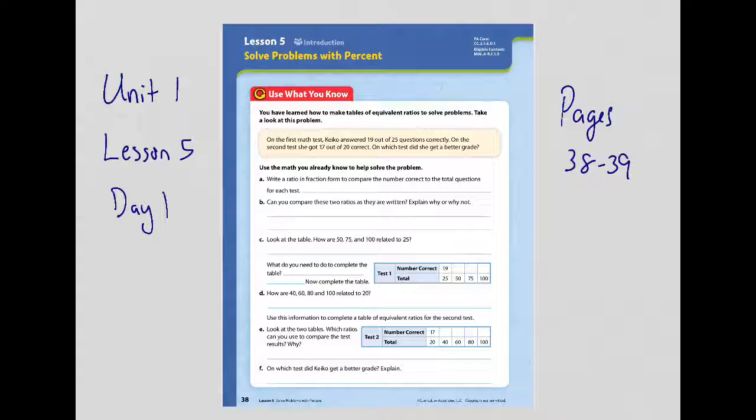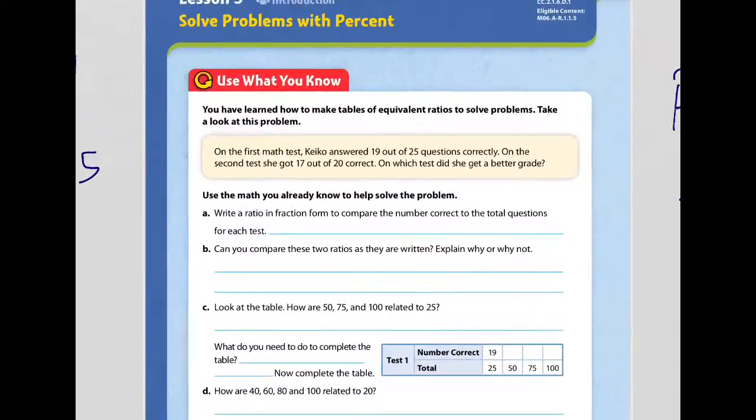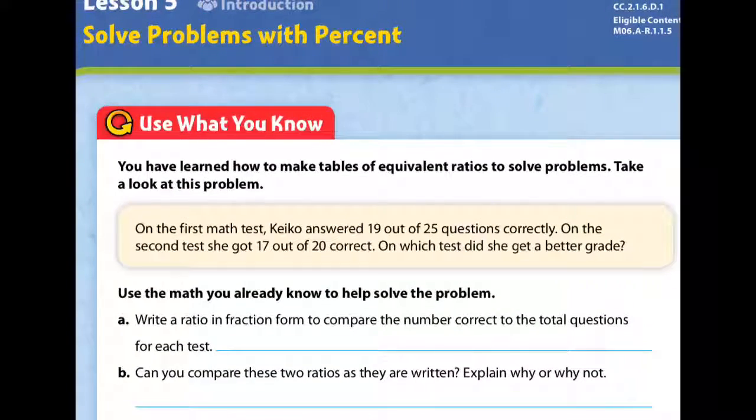So anyway, this is an introduction lesson to solving problems with percents. On this first page, page 38, we're going to take what you already know about ratios and kind of guide you to something with percents on the next page. So here is your first job. You are going to start by reading the problem at the top with me. We'll underline some stuff and get started.